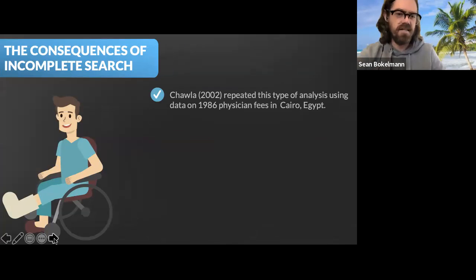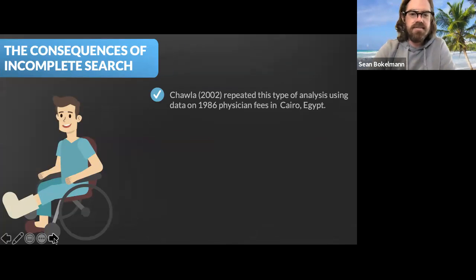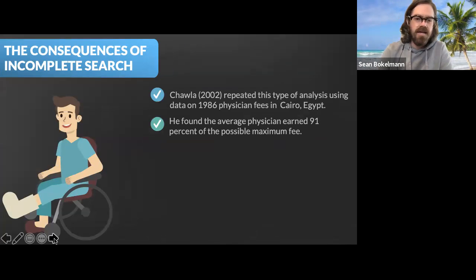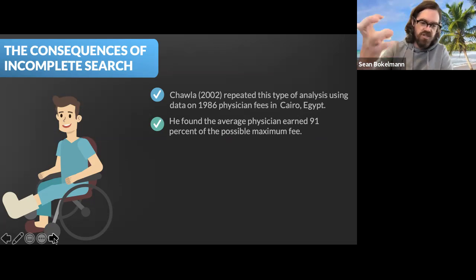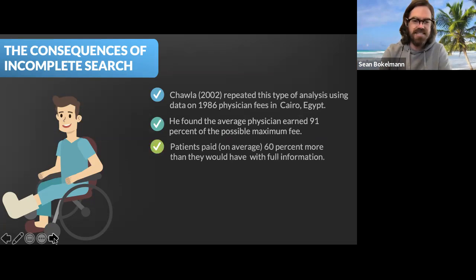All right, more recently, Chawla did this same type of analysis, but they used data on physician fees in Cairo from 1986. And he found that the average physician earned 91% of the possible maximum fee. So again, the same results, right? Physicians aren't squeezing every dime out of patients they possibly could. So that's, I guess, to some degree, good for patients, bad for physicians, I guess.